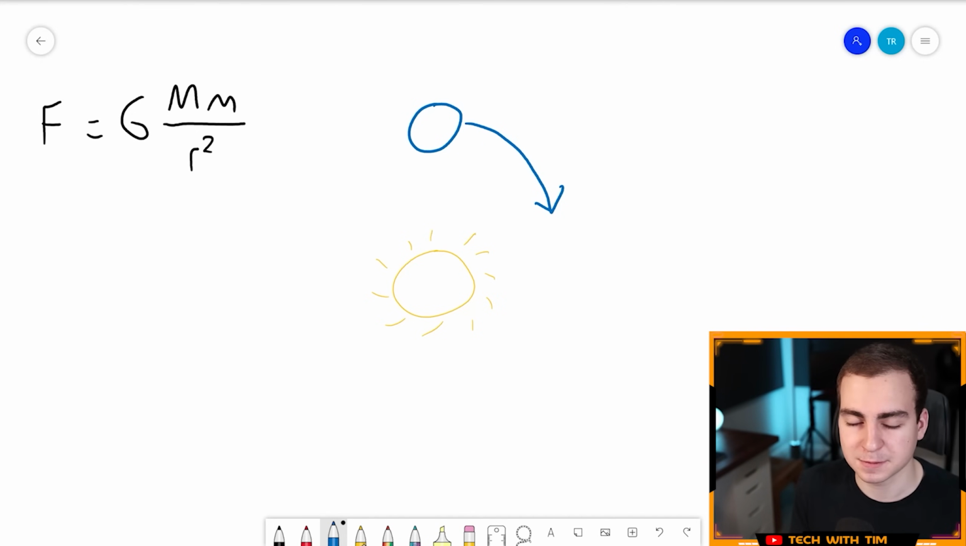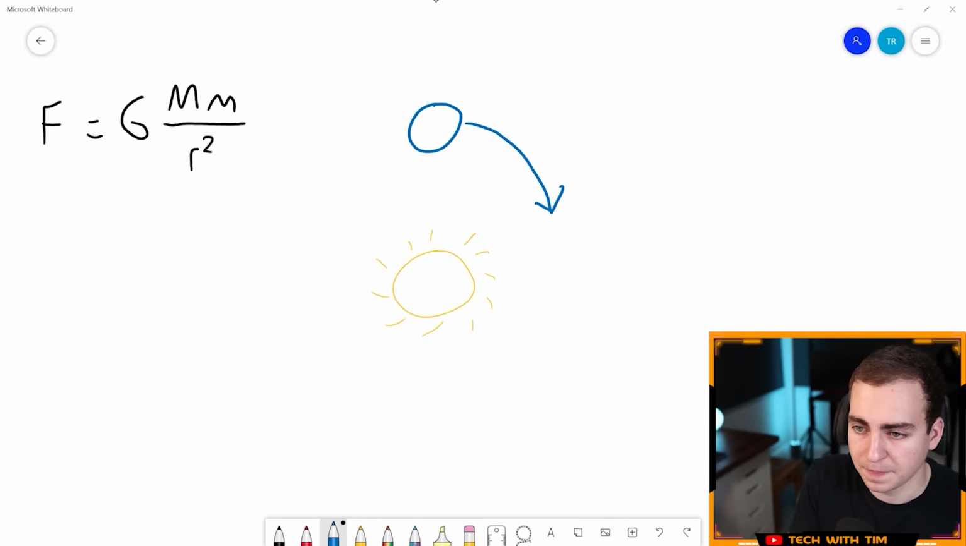Now, again, I'm not a physics major, so take everything with a grain of salt here, but that's the basic understanding of gravity. Now, when we're talking about planets, we're talking about multiple massive objects that are moving around each other. So when we talk about an object like Earth here, the Earth is moving at a relatively constant velocity around the sun. Now, what forces it to move around the sun is gravity.